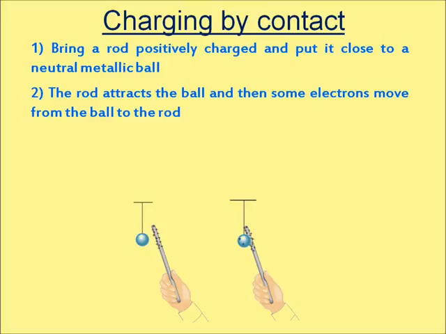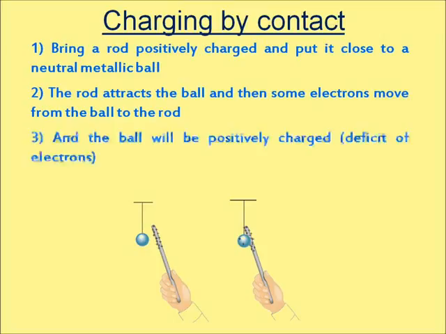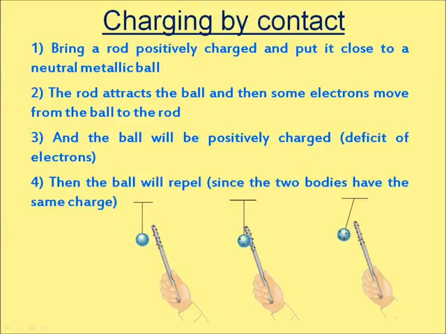to pay attention that only electrons can move in the ball or from the ball to the rod. Then once the ball loses the electrons, it will become positively charged and the two bodies will repel each other. This process of charging the ball, so that it becomes positively charged, is called charging by contact.